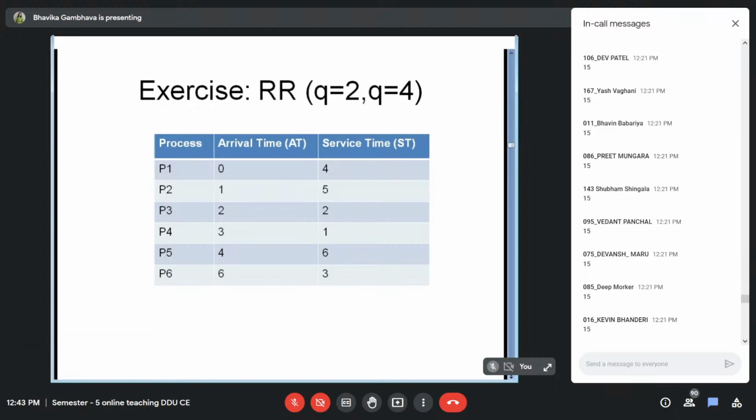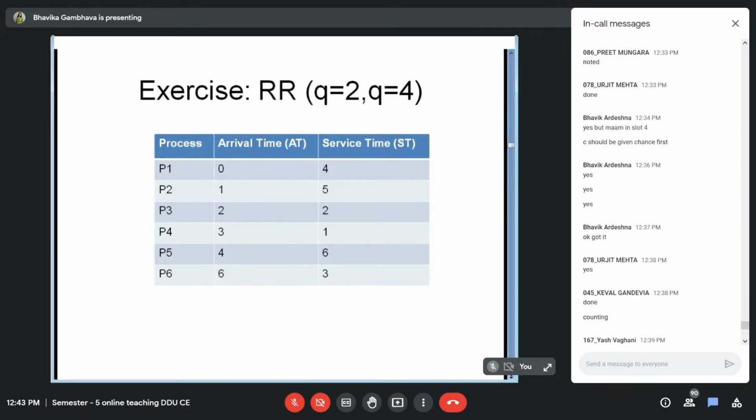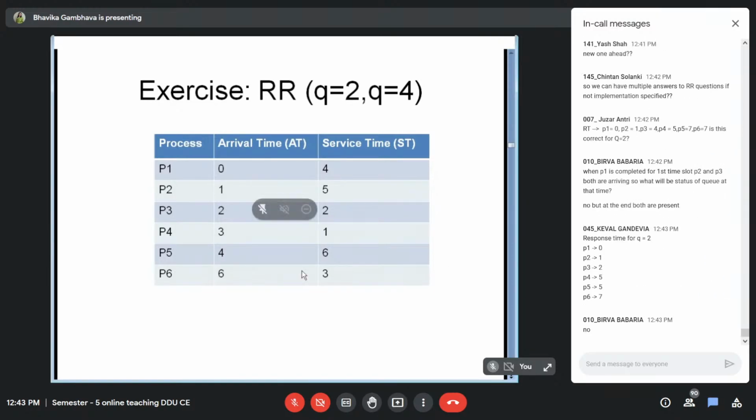Birva, are you saying that one process is completed? Like here, are you saying it is one here and one here also? P2 and P3, both of them are having arrival time 1. Is that what you are suggesting? When P1 is completed for the first time slot, P2 and P3 both are arriving. Okay, then whichever arrived first.